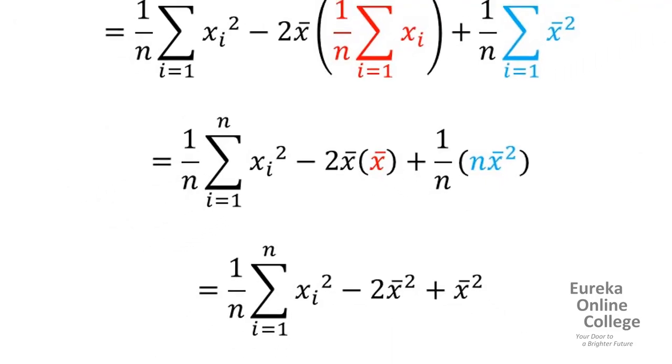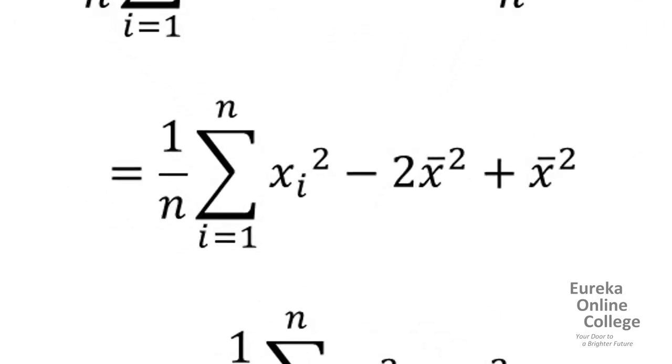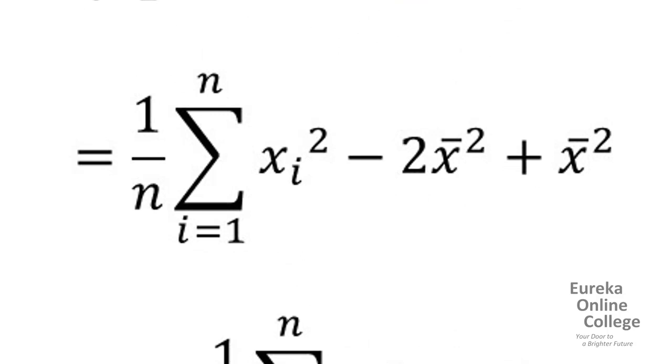So what have we got? We've got 1 over n times the sum I running from 1 to n of xi squared. Again, not much we can do with that. Minus 2 times x bar times x bar, so that's minus 2x bar squared. Plus 1 over n times n x bar squared. Now clearly, the 1 over n and the n are going to cancel, so we're just going to have plus x bar squared. So we've got those last two terms, minus 2x bar squared plus x bar squared, which in total is minus x bar squared.